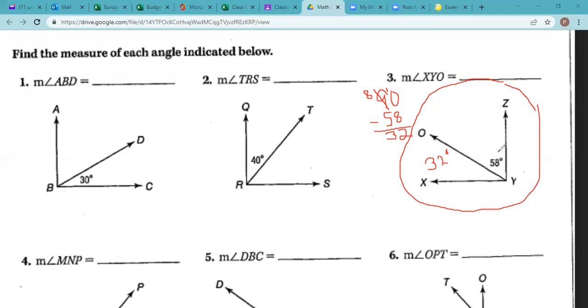So I want you to pause and do number 1 and 2 and find your answer. Okay, so for number 1, if you have angle DBC and it's 30 degrees, then angle ABD should be 60 degrees. Okay, so if you add the two angles together, you'll get 90 degrees.